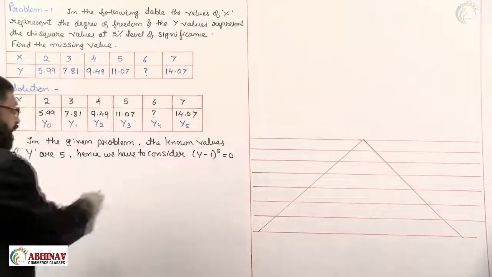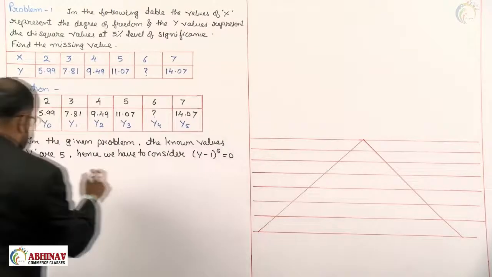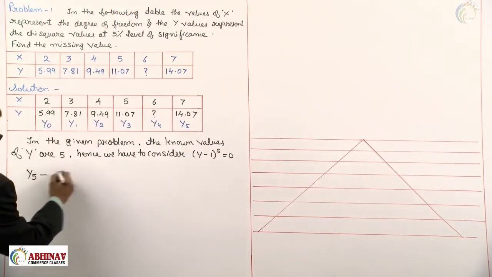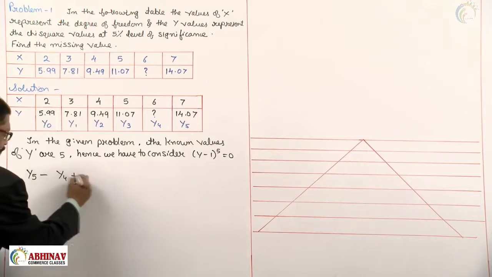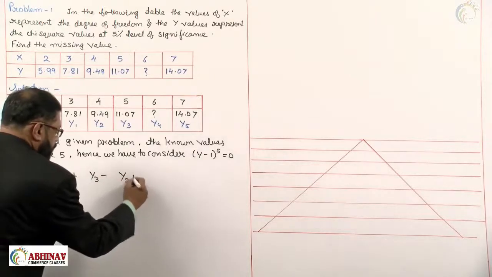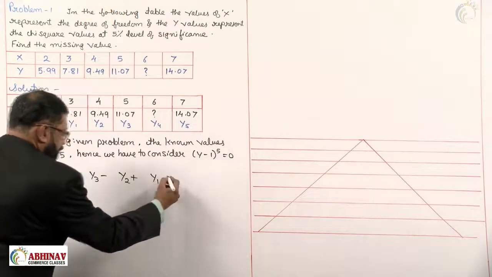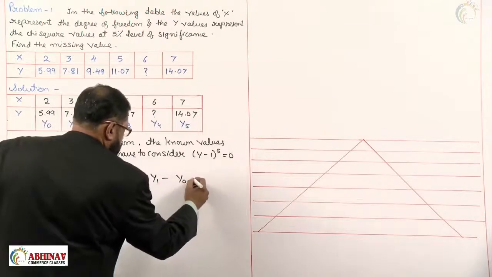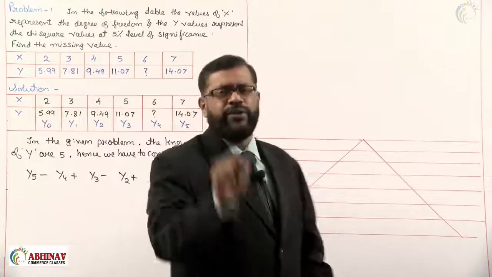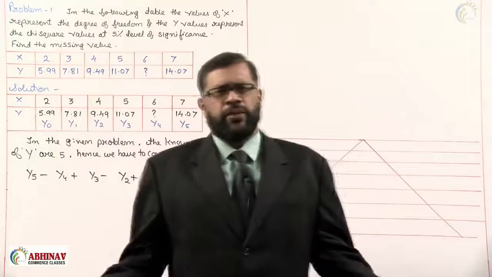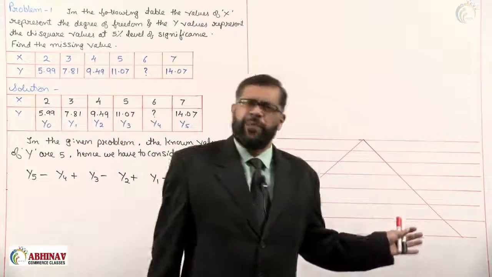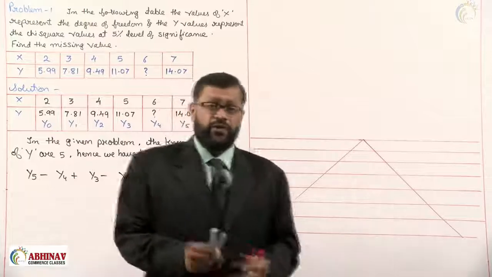Now, when you use that (y minus 1) raised to 5, it is something like this. We start with plus y5, then minus y4, then plus y3, then minus y2, then plus y1, then minus y0 is equal to 0. These values we have to find out. Now, there are equations, but we cannot remember them. One shouldn't. One should use Pascal's triangle. Let's see how to start with that.